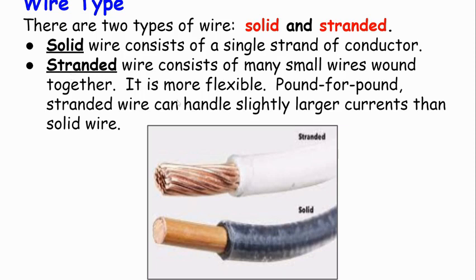Stranded wire is a different type of wire, and it consists of many small wires wound together. It's more flexible, and pound for pound, stranded wire can handle slightly larger currents than solid wire. And so there's a picture of stranded wire here, and you can see the strands, and this wire has white insulation on it. In our activities in class, we're going to be using solid wire.